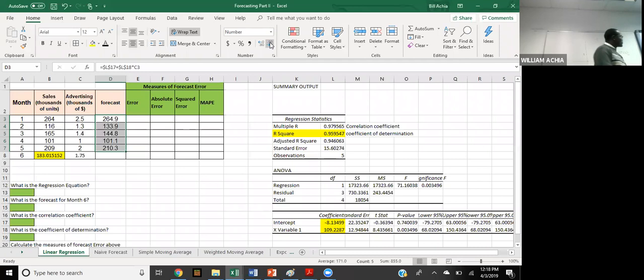Just let me know if you need me to repeat what I just did. But basically, to get your data associated with the different advertising dollars, you'd have to get your intercept, your slope, multiply that by the advertising amount, and you come up with a number. Okay. Now, the error is the difference between those two numbers.